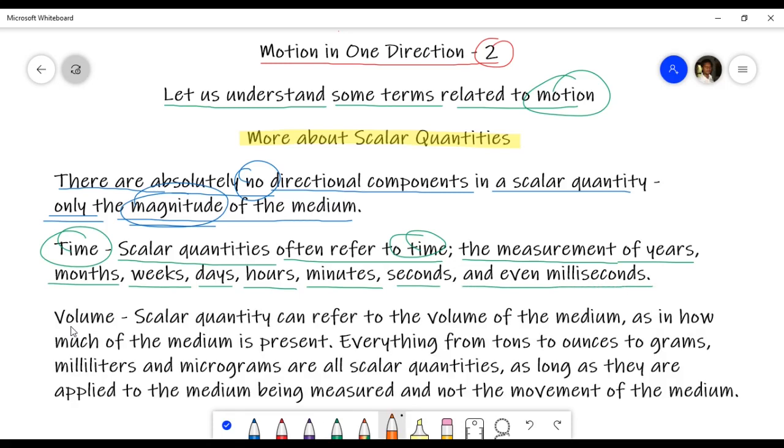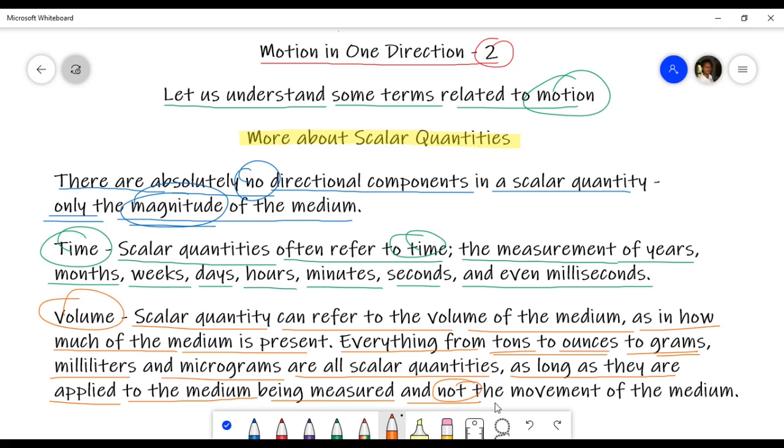The next thing we'll see is volume. A scalar quantity can refer to the volume of the medium, as in how much of the medium is present: air, water, everything from tons to ounces to grams, milliliters, and micrograms are all scalar quantities, as long as they are applied to the medium being measured, and not the movement of the medium, not the direction.